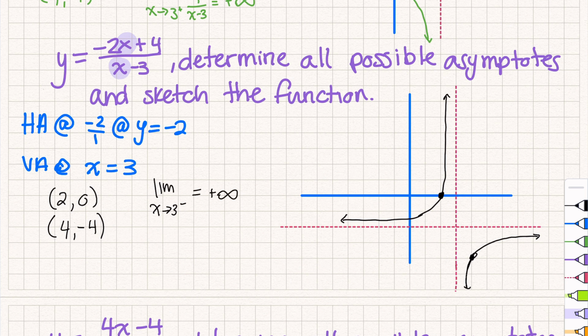And then as we approach from the right side, what happens? It's going to continue to decrease. So we would say the limit as x approaches 3 from the right side is going to be negative infinity.